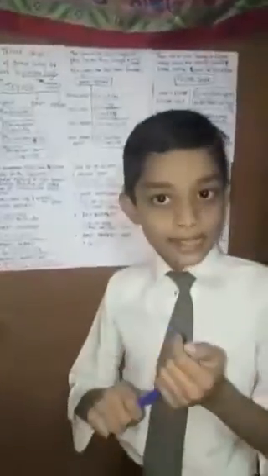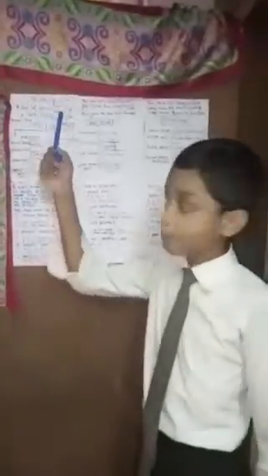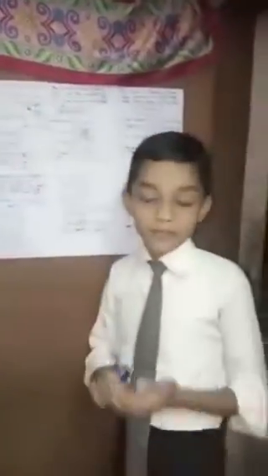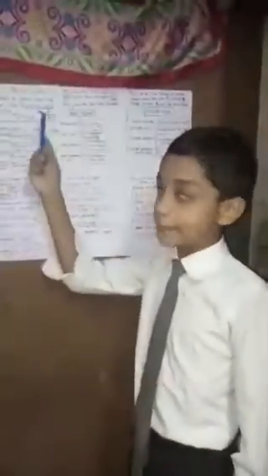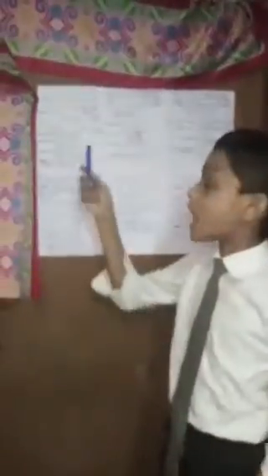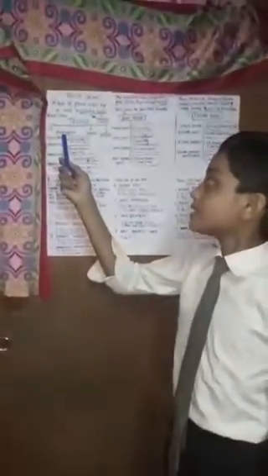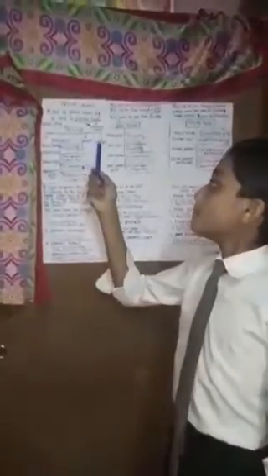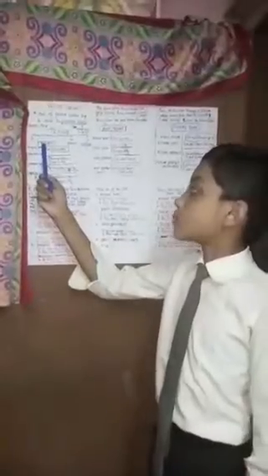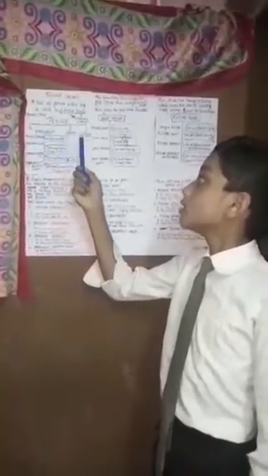Let's take the tense. Tense means, in Malayalam, kalam, a set of forms taken by a verb to indicate time. What we have to specify is indicate time. Tense is the time. Tense has three parts. What are they? Present, past, future. I repeat. First present, second past, third future.